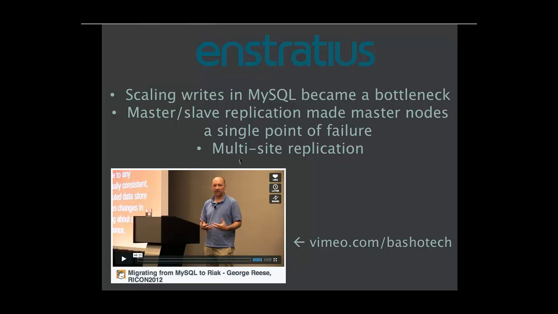They selected Riak because of its automatic redistribution of data, making it easy to scale, so eliminating that sharding need, and the masterless design available with Riak. Again, eliminating the single point of failure. On our site, there's a great talk by Stratius CTO, George Rees, about the process of moving from MySQL to Riak. And so you can find that either on our site or on Vimeo.